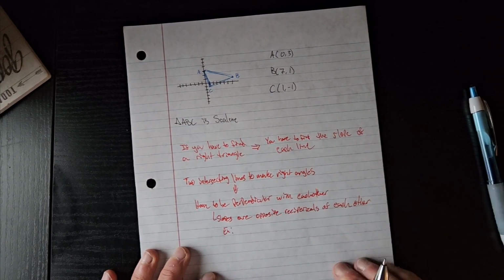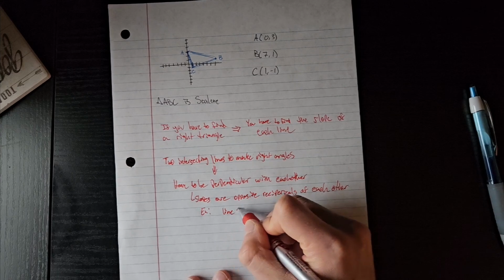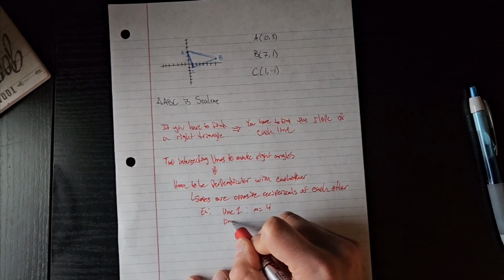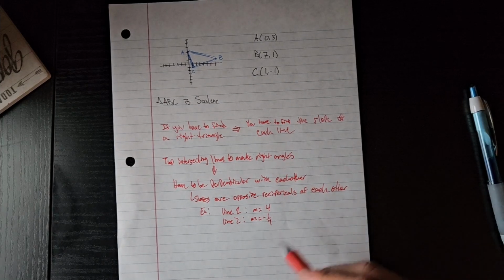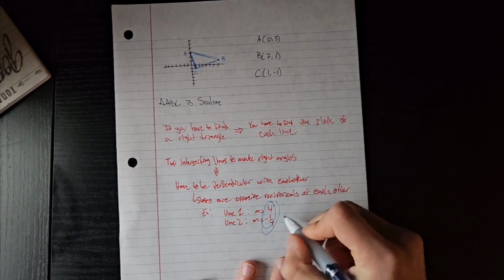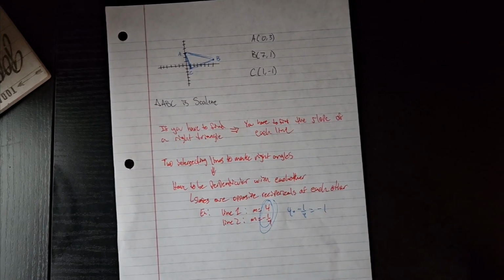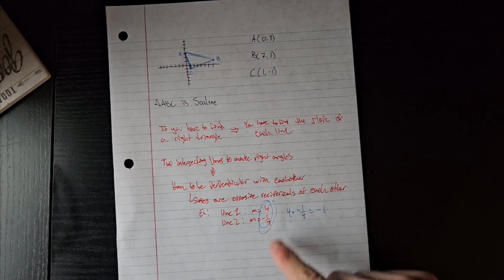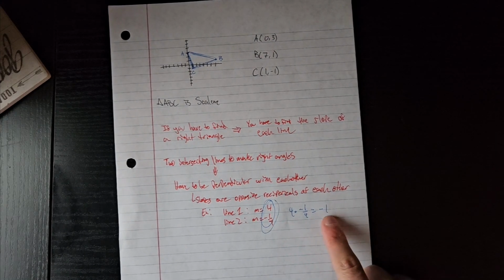Anyways, what does that mean? Example. Let's say line 1 has an m of 4, and line 2 has an m that is 1 over negative 4. These two are opposite reciprocals of each other. You can check that by doing 4 times negative 1 over 4. If you multiply them together, you'll get negative 1. So that's what we're trying to see.